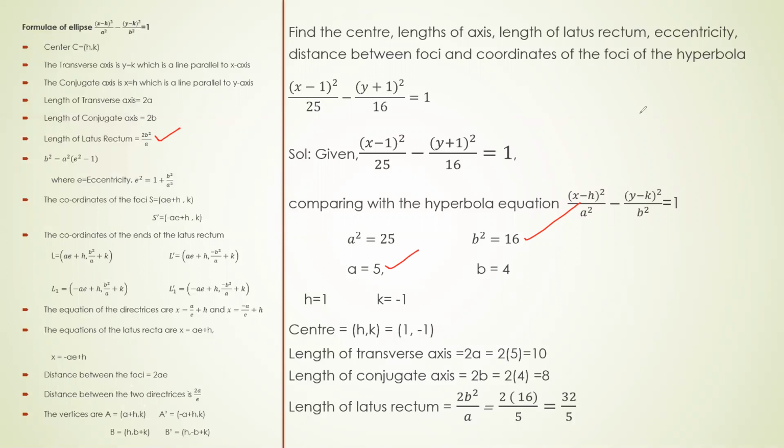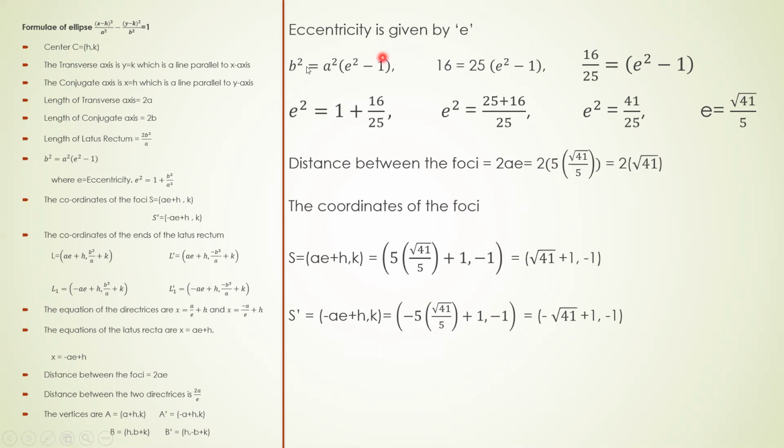Next they have asked you to calculate the eccentricity, distance between foci, and coordinates of the foci. First we will calculate the eccentricity. Eccentricity is given by b squared equals a squared into (e squared minus 1). Substitute: b squared value is 16, whereas a squared value is 25. If you take 25 to the other side, it will become divided by 25, and the minus 1 will become plus 1 on the other side, as we have just seen.